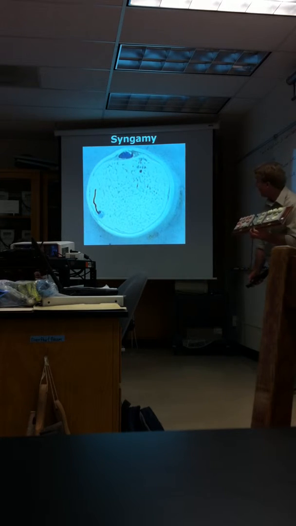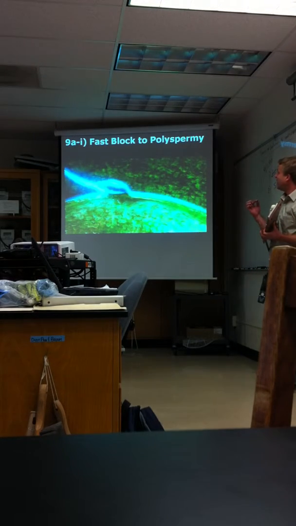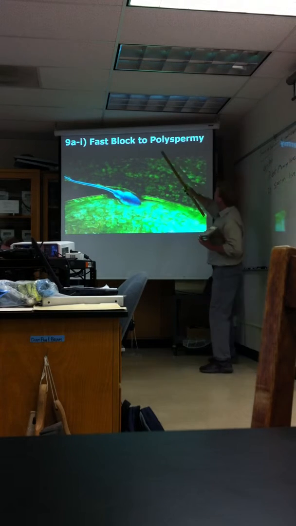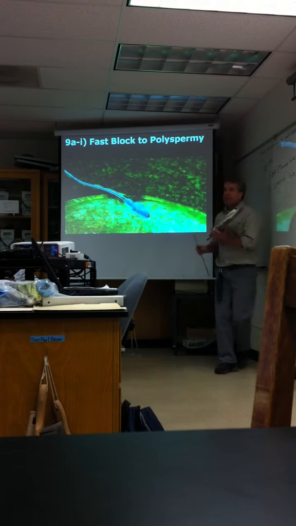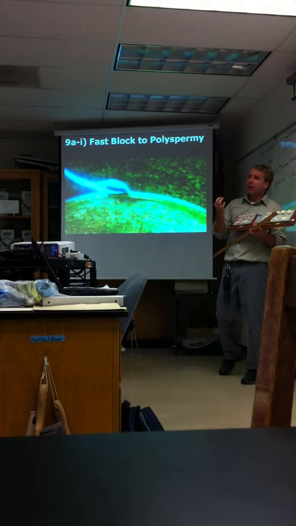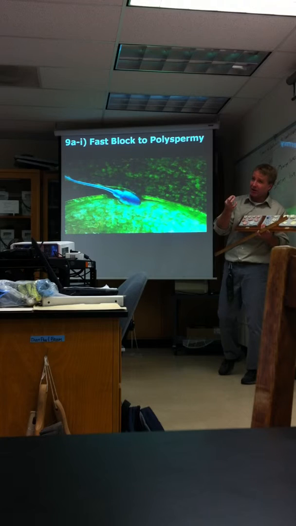And so we'll go through those. You could also be asked that in the lab exam. This is in the handout. And so one thing that the syngamy causes is a fast block to polyspermy. Polyspermy just means many sperm. And so what we're doing is we're blocking other sperm from contacting the secondary oocyte. So you're just blocking other sperm from touching the secondary oocyte.